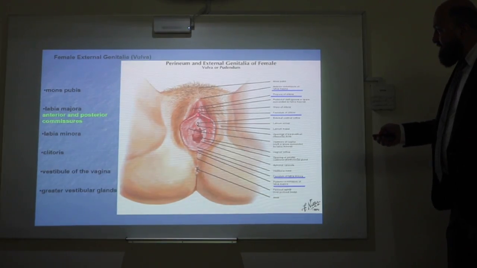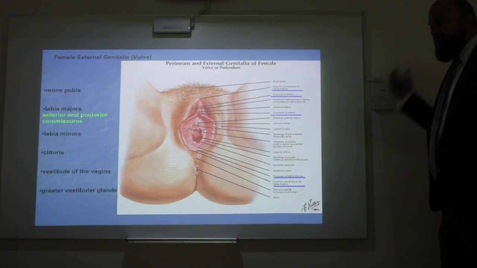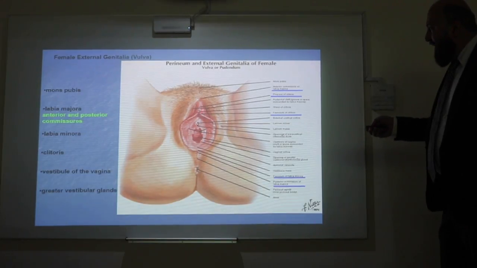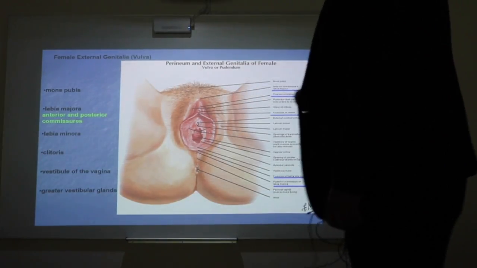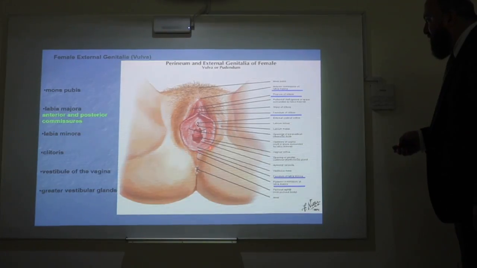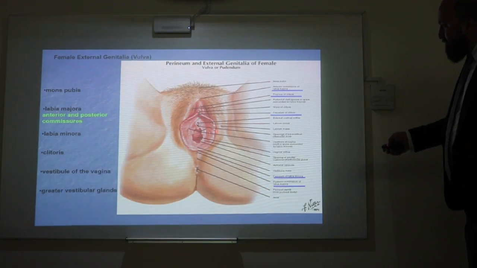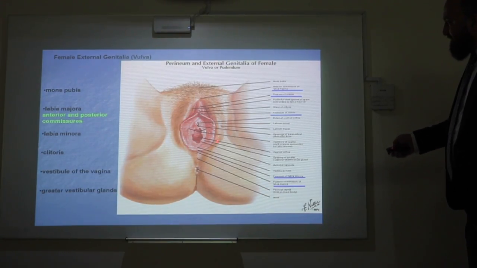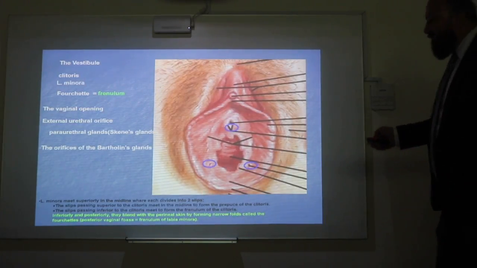Now, this skin below the glans will meet and form the frenulum, similar to the penis. Above the glans will form the prepuce, similar to the penis. Where they meet here, it's called the fourchette or the frenulum of the vagina. Now, this area between the 2 lips of labia minora is called the vestibule. What do you see in the vestibule?